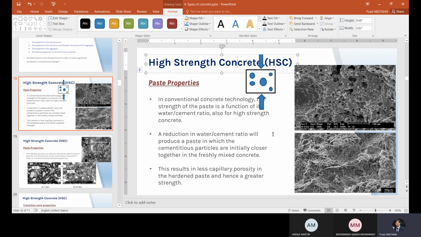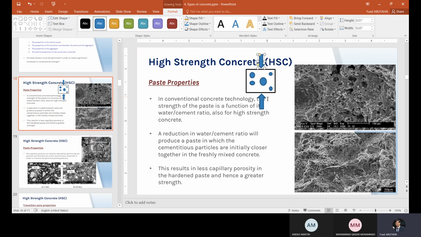So this is the cube of concrete, put in the compression machine. We apply an axial load, and the load increases with time until the concrete specimen fails. We take the maximum load at the time of failure divided by the cross-section area of the specimen. Then we can get the compressive strength of concrete.